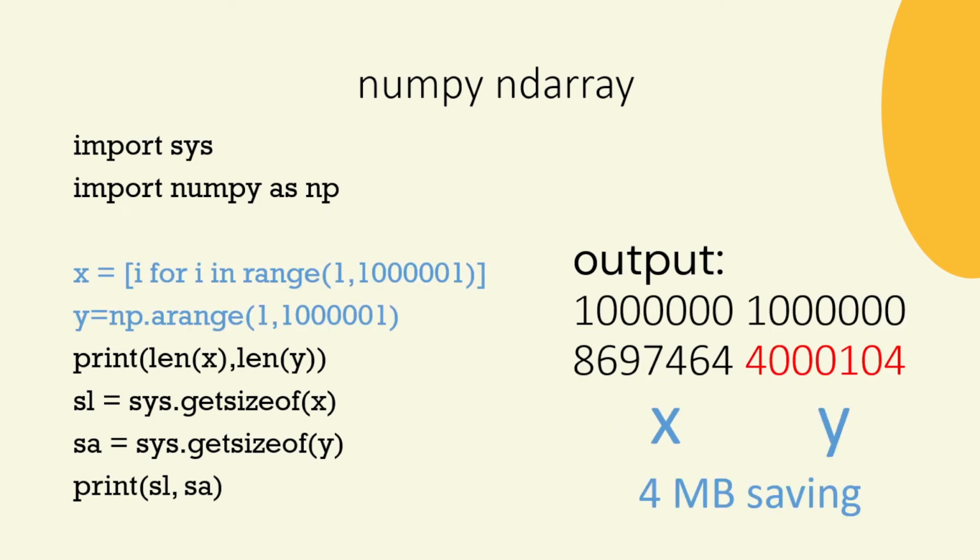Now what happens if we have a lot of data? Here we've got numbers 1 to 1,000,000. You can see there's a huge saving using a numpy array in bits over the Python list. X is the list, y is the numpy array, and it uses a lot less memory when it's stored.